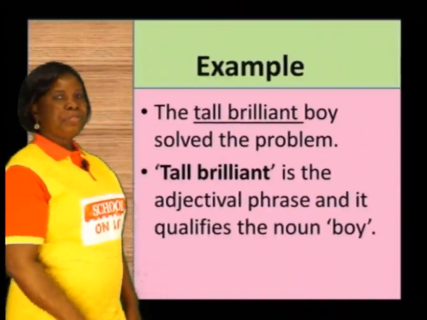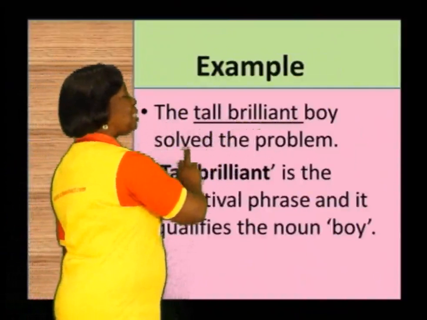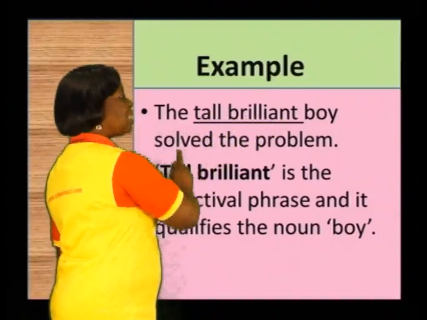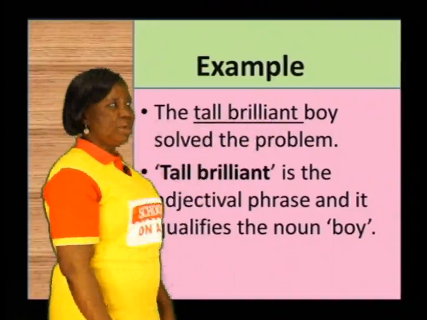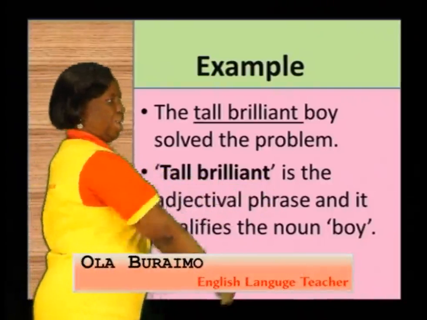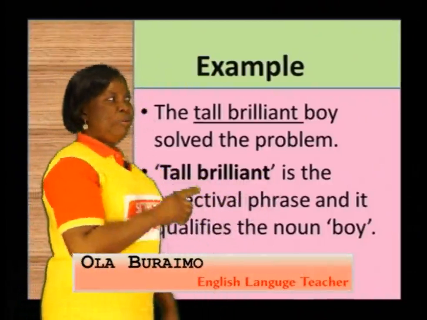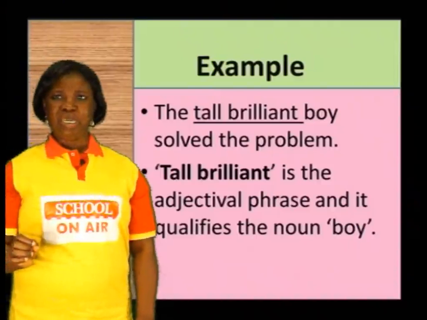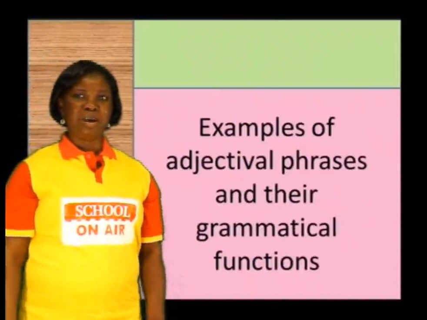For example, let's look at this. The tall, brilliant boy solved the problem. Here, tall, brilliant is the adjectival phrase, and it qualifies the noun boy. If you look at this example, you see that tall, brilliant is giving us more information about the noun boy. So, tall, brilliant is an adjectival phrase.